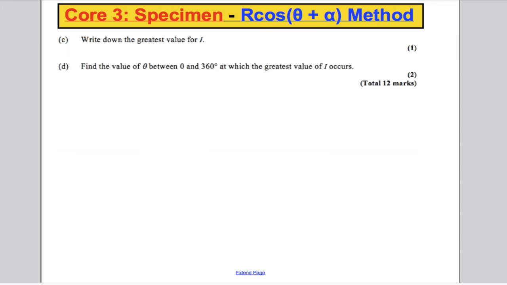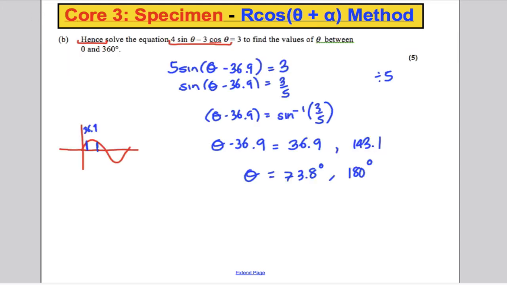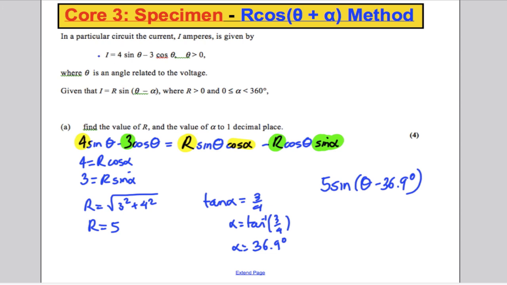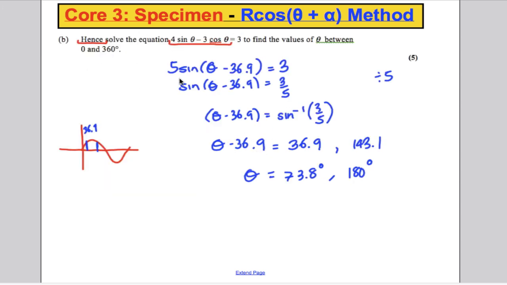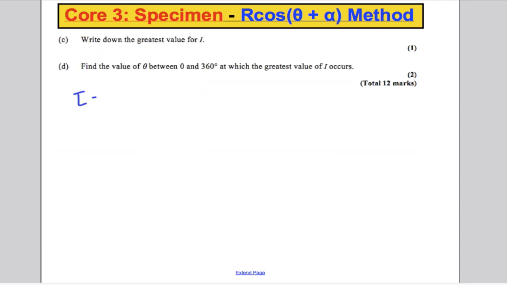Okay, next part C. Write down the greatest value of I. Well, going back to my original equation, I is given by 5 sine theta minus 36.9 degrees. So therefore the greatest value of I, I'll call it I max, is clearly 5. And part D asks you, when does that happen?